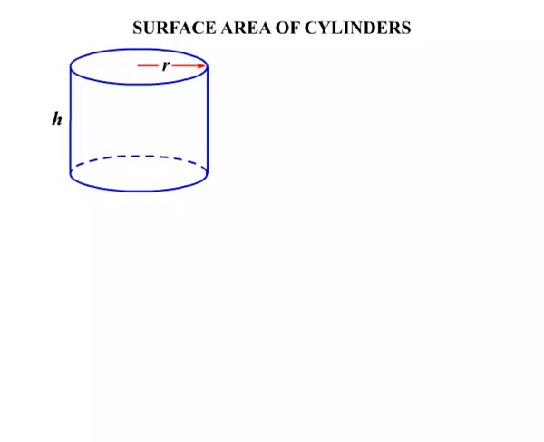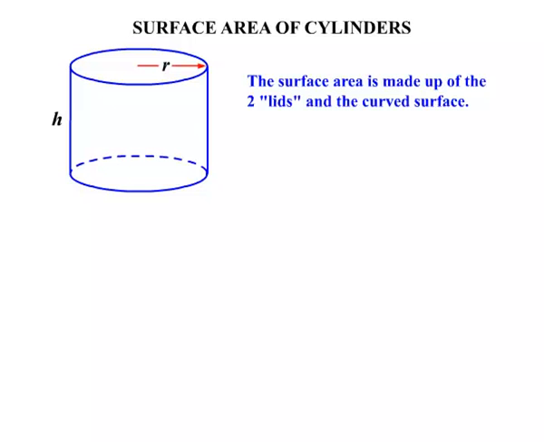Now in this lesson we work with the surface area of cylinders. Now let's consider this cylinder here. The radius is r and the height h. We need to think of the surface area as being made up of the two lids and the curved surface. So let's write that down.